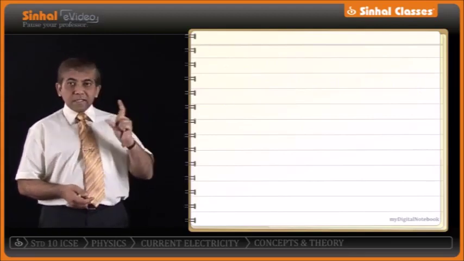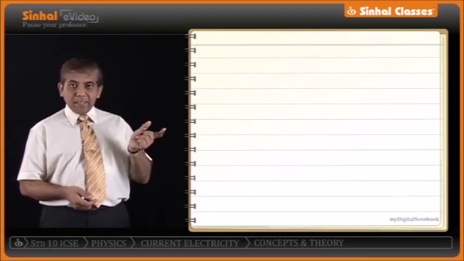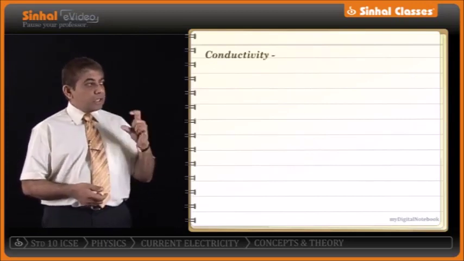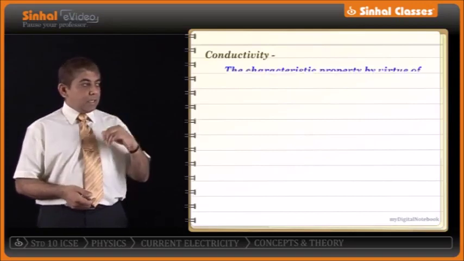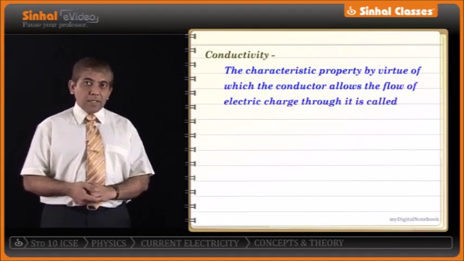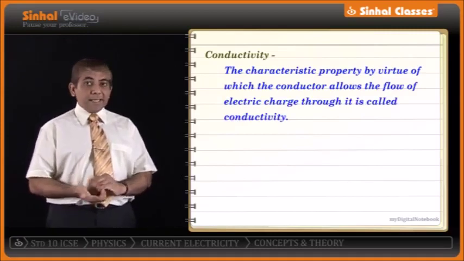As we had resistance and resistivity, we have conductance and conductivity. Conductivity is the property by virtue of which the charges can easily flow through a conductor, called conductivity or conductance.